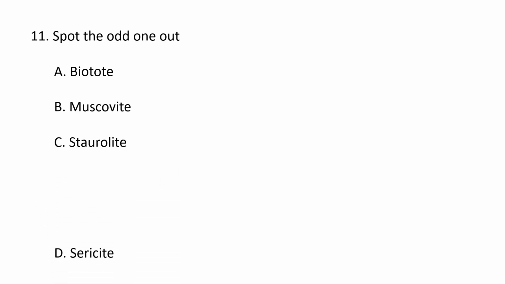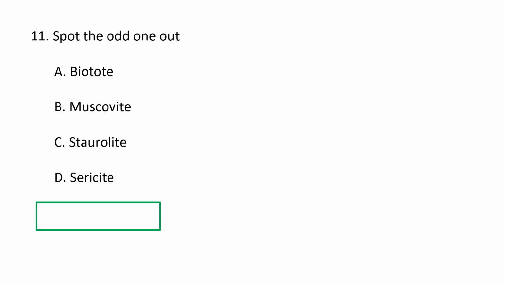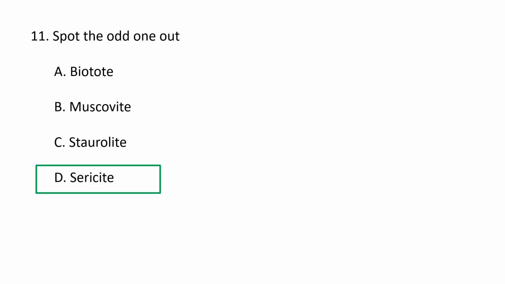Next question. Spot the odd one out. A. biotite, B. muscovite, C. staurolite, and D. cerussite. So the correct option is D, cerussite. Why? Because the other minerals like biotite, muscovite, and staurolite belong to the catazone, while cerussite belongs to the epizone. So D is the correct option.